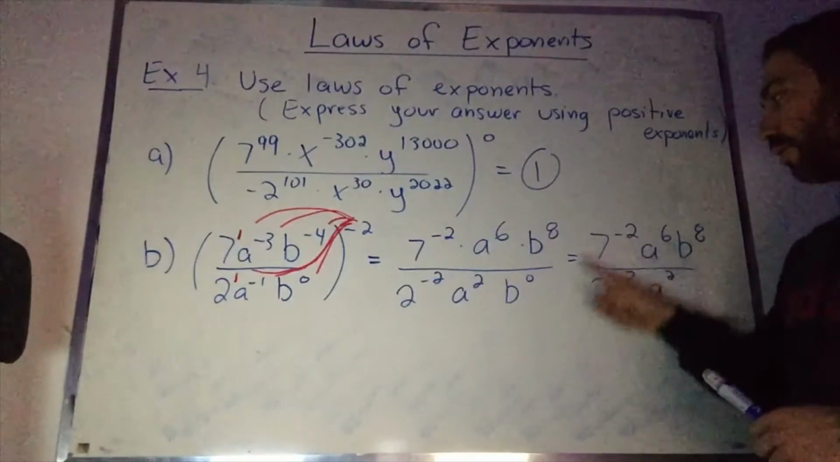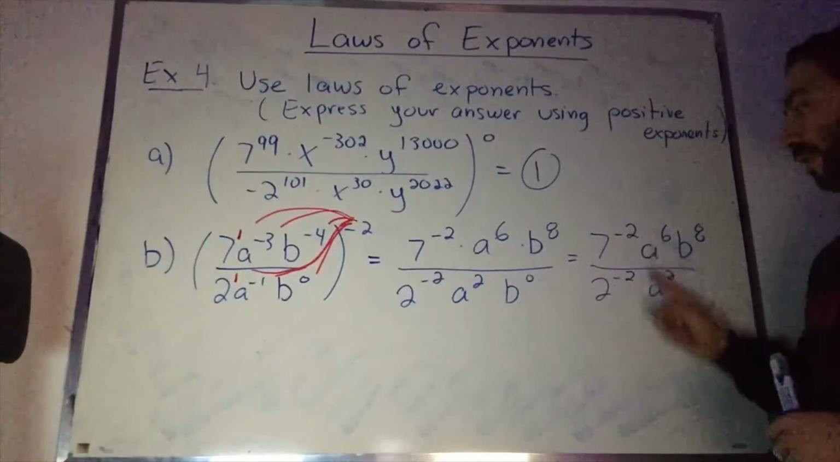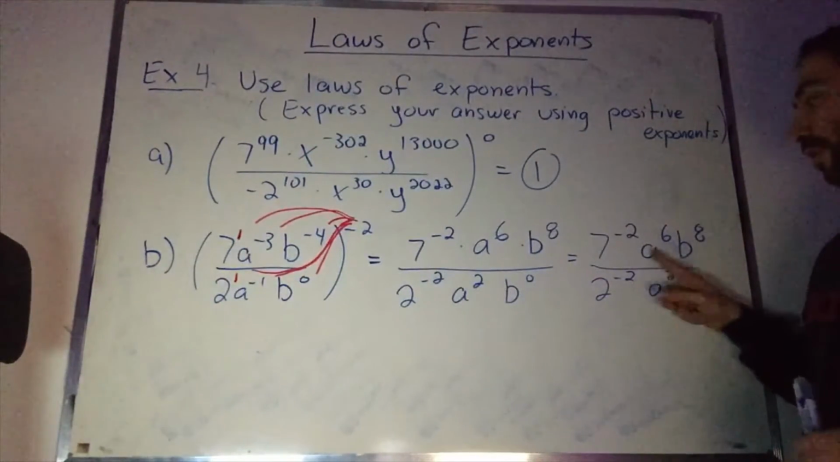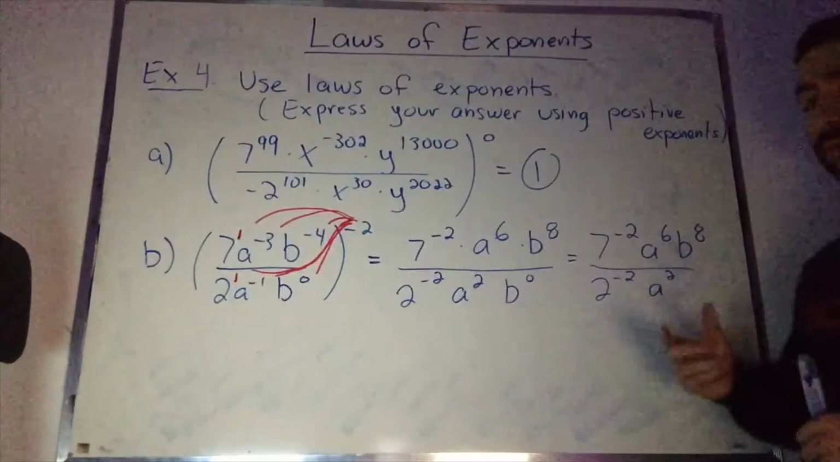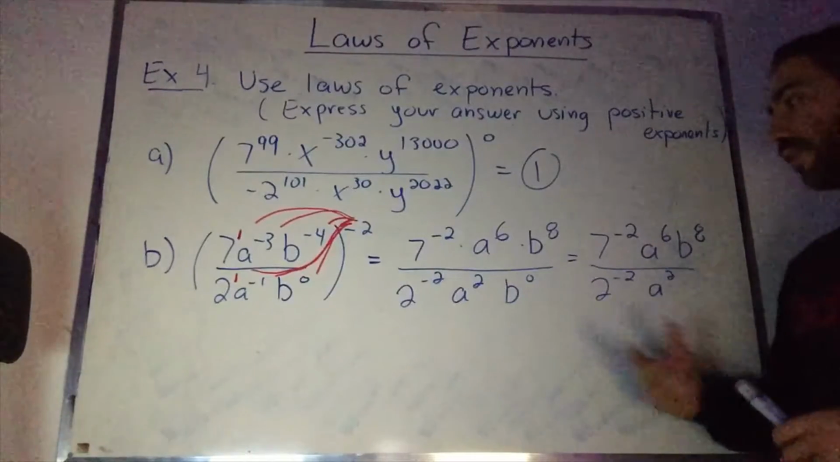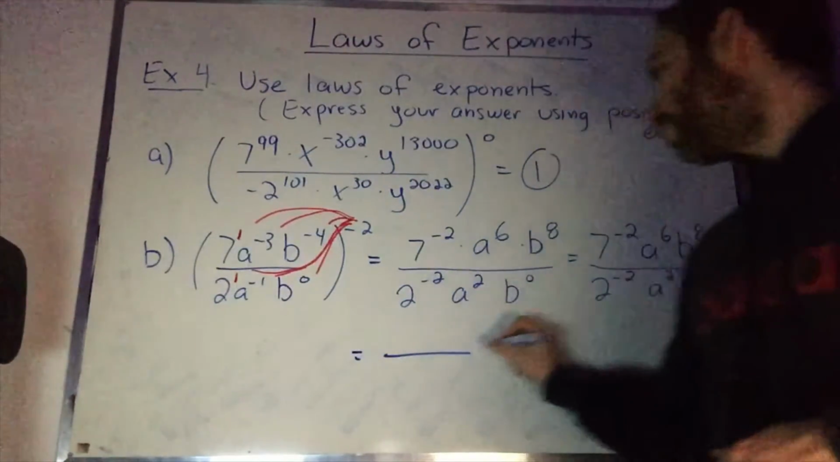The next thing I usually deal with is the same variables. So I'll leave the numbers for now. But the thing that's bothering me is the a's. We have two a's here, so let's simplify that. The a's are dividing each other. We have a to the 6 on top, a to the 2 on the bottom. Since there's a division with the a's, we subtract. So 6 minus 2, we get a to the 4. And remember, when we subtract, your answer always goes on the numerator.